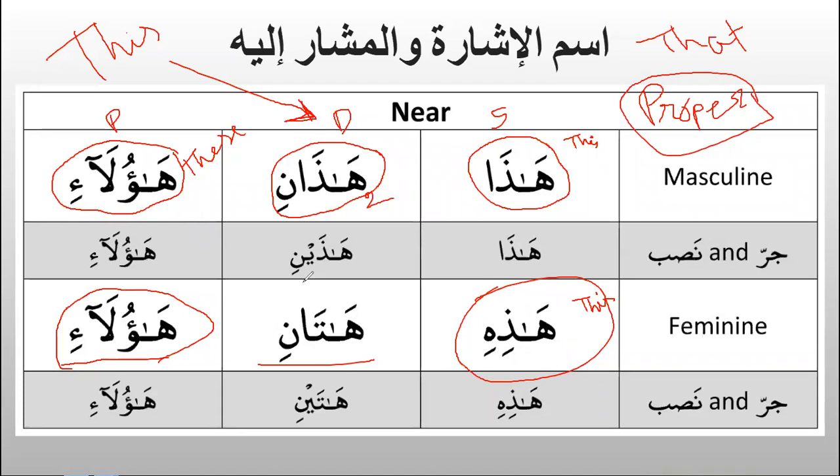To make it easier, hada, hadhihi, haulai are non-flexible words, so rafa, nasab, jar all look the same: hada, hada, hada; hadhihi, hadhihi, hadhihi; haulai, haulai, haulai. But the dual is the exception. For nasab and jar, hadani becomes hadaini, and hatani becomes hataini. So this chart you have to memorize. This chart is for near objects, meaning "this."